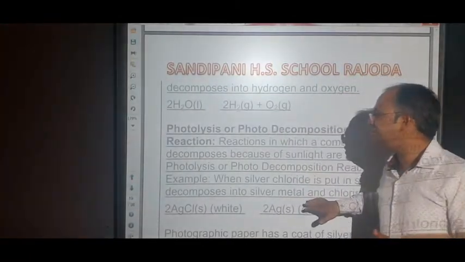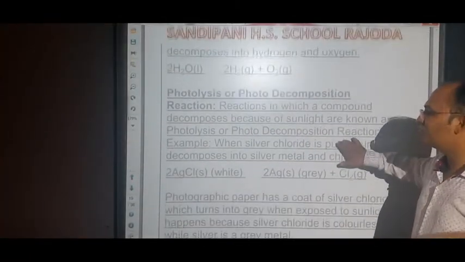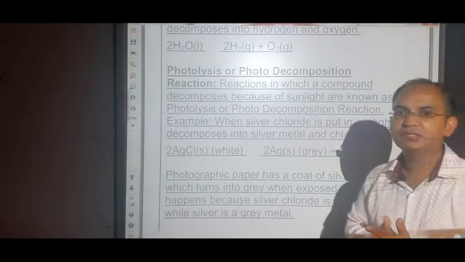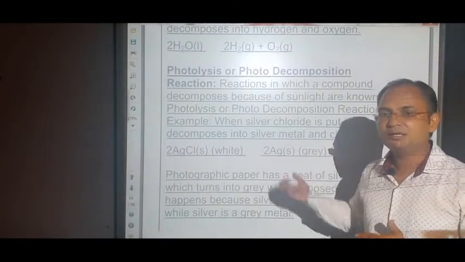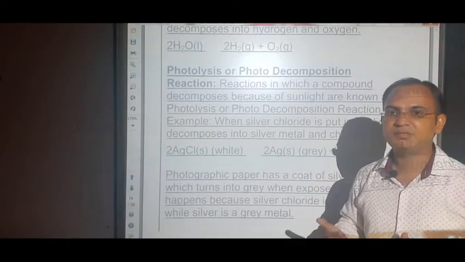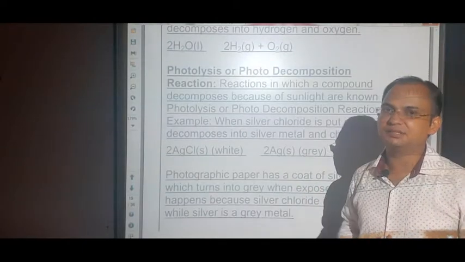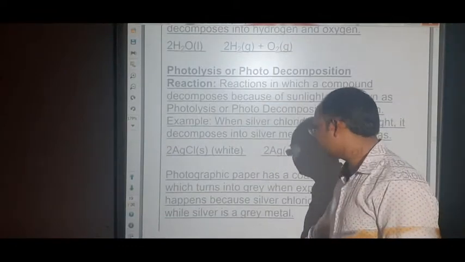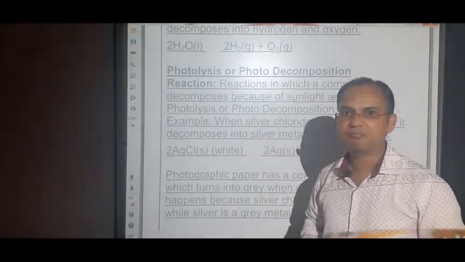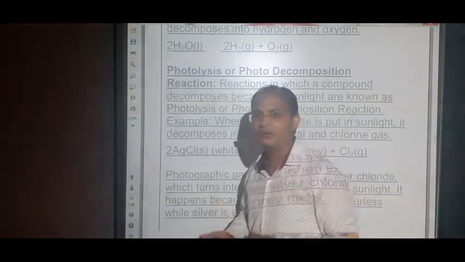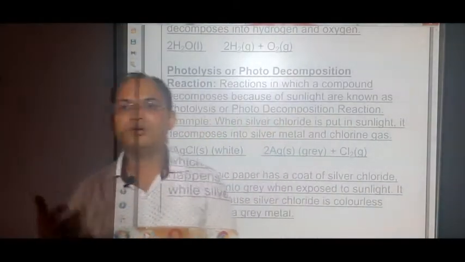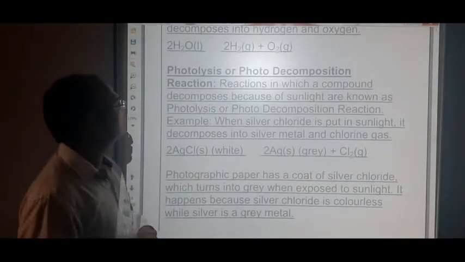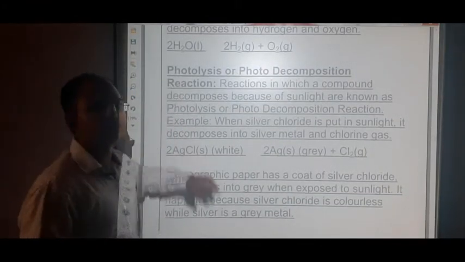The third one we have seen is photolysis or photodecomposition. Photolysis means the decomposition of the substance takes place by the absorption of light energy. Photo here means light. So decomposition with the help of light is called photolytic decomposition, or we can say photolysis.